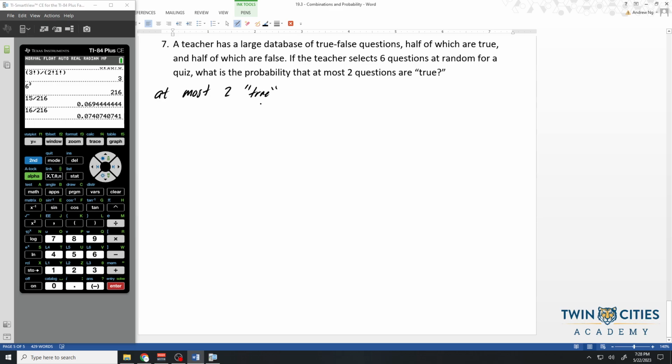Okay, so at most 2 are true. So that means the highest number that could be true is 2. So I need to find exactly 2, but I could have less than that because it says at most 2. So I could also have one of these questions be true, and I could also have 0. So let's start there. This is going to be equal to exactly 0 true plus exactly 1 true plus exactly 2 true.